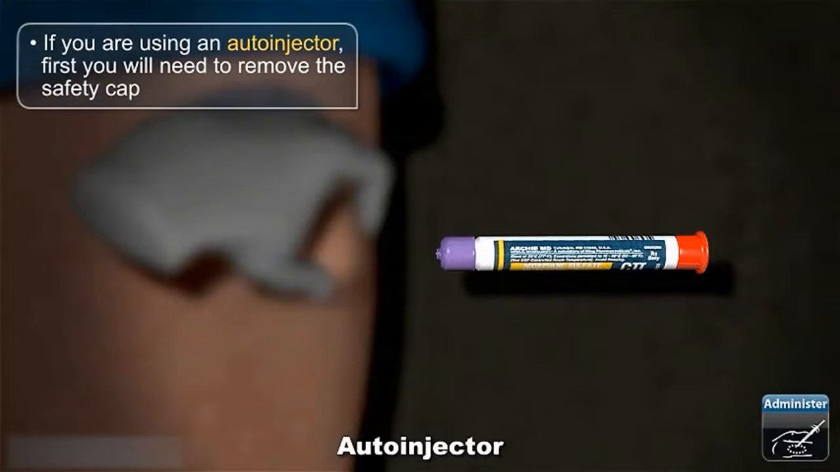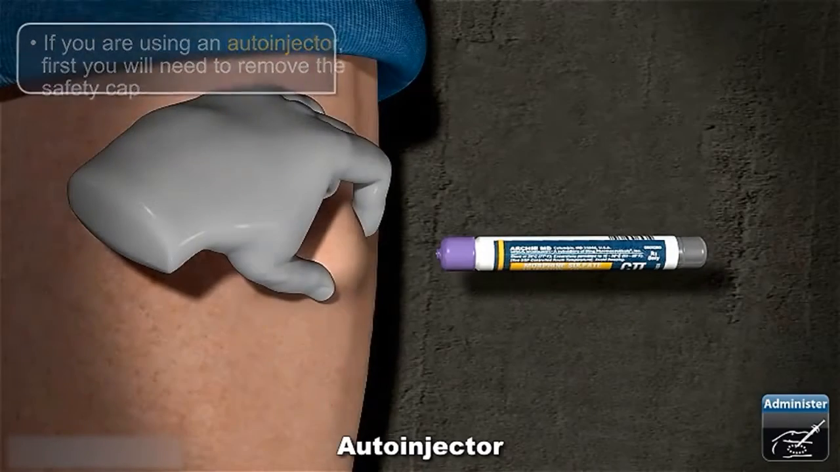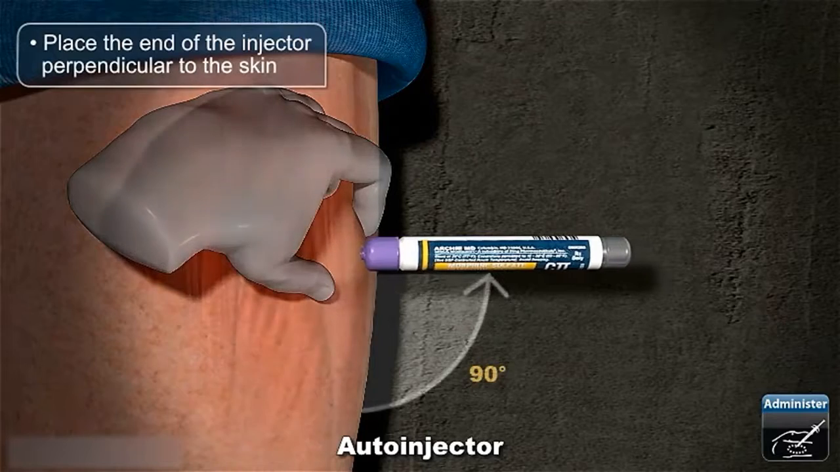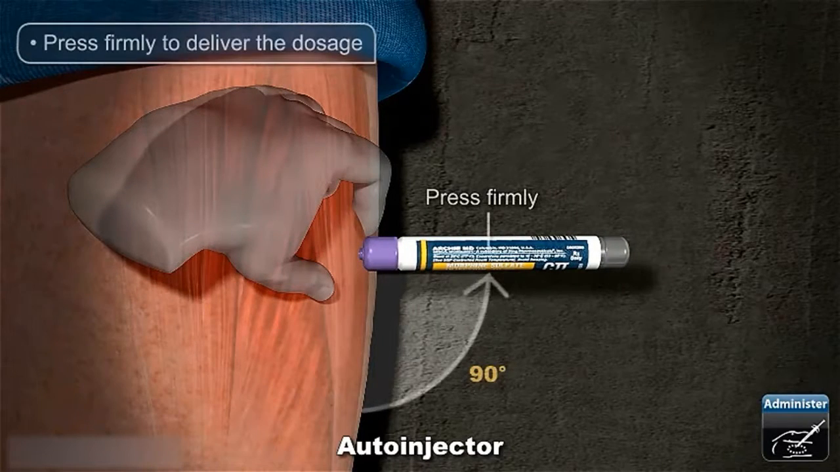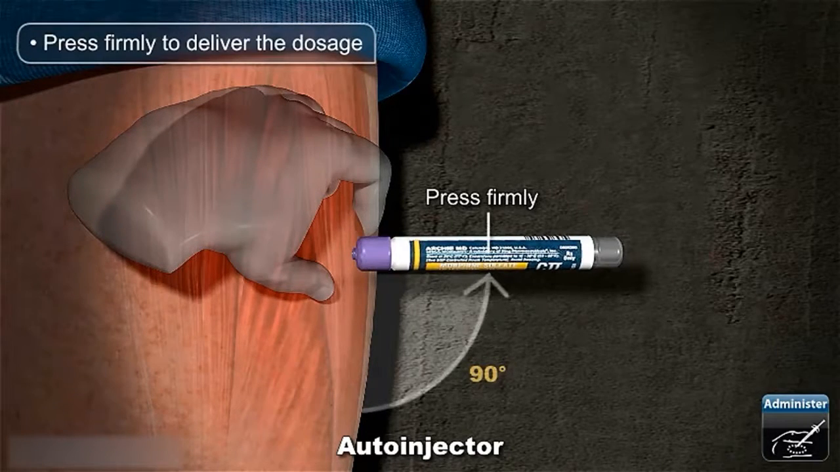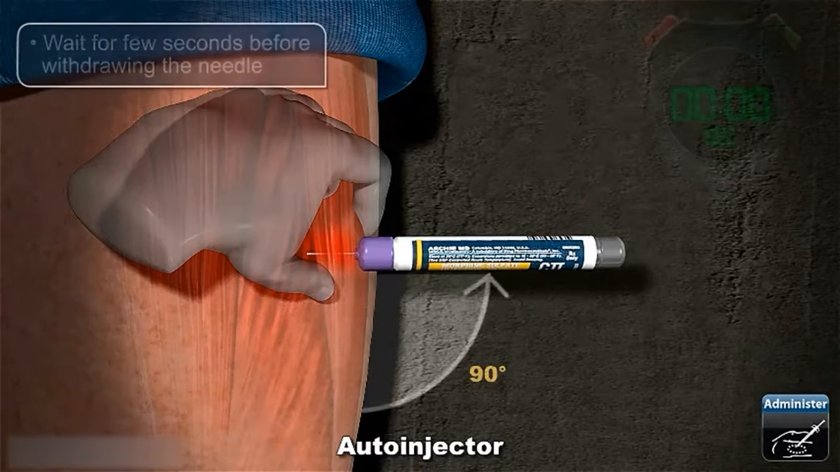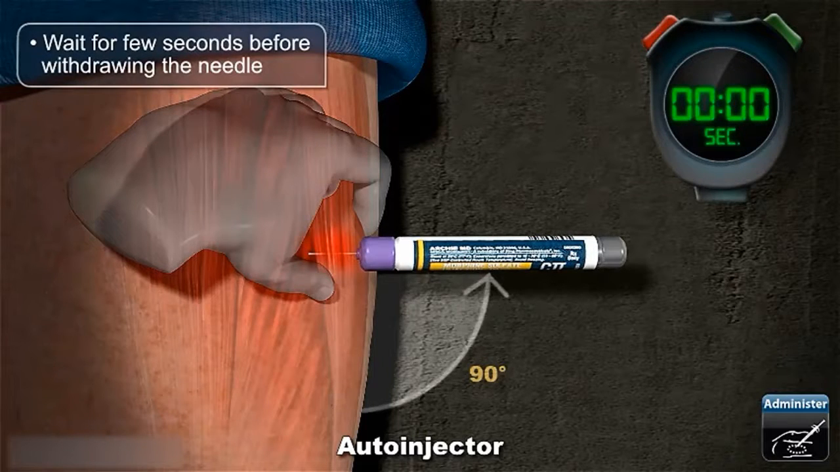If you are using an auto-injector, first you will need to remove the safety cap. Place the end of the injector perpendicular to the skin. Press firmly to deliver the dosage. Wait for a few seconds before withdrawing the needle.